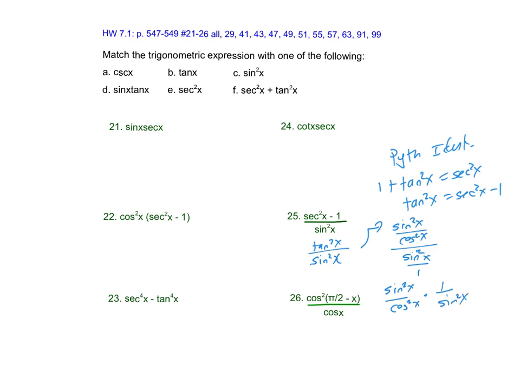At this point, we can cancel out the common factor of sine squared x. That leaves us with 1 over cosine squared x. And 1 over cosine squared x is secant squared x, which is letter E.